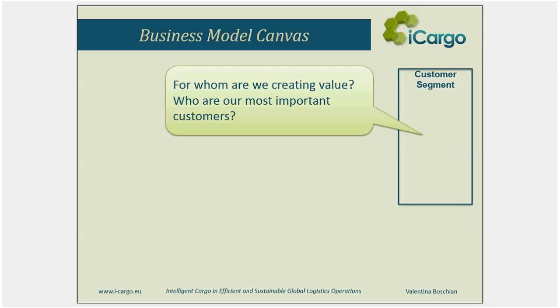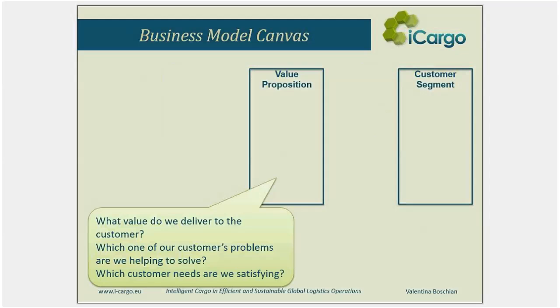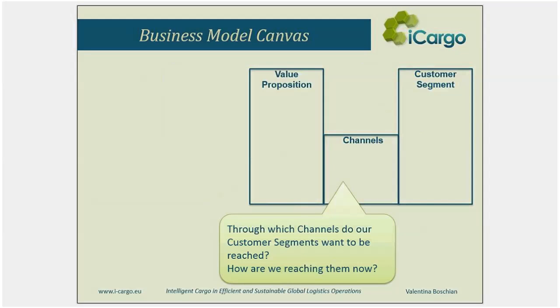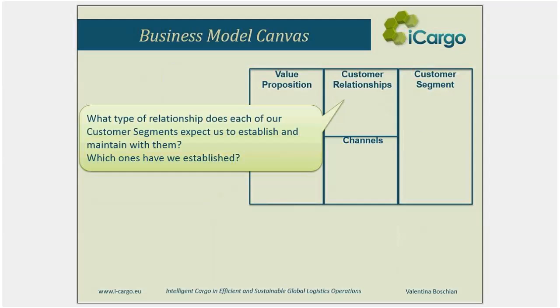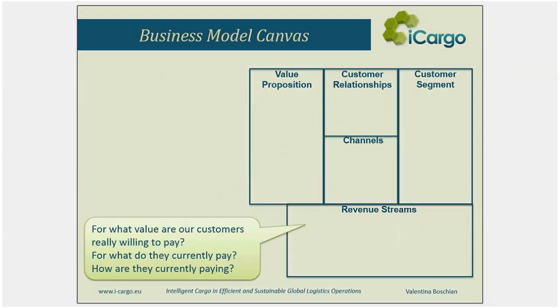We start with the customer segment. The customer segment represents the people or organizations you create value for. Then we have the value proposition. The value proposition describes what value you deliver to the customer, in which way you are helping them to solve their problem or answering their needs. The channels describe the way you use to interact with your customer, and in which way you are delivering value to them. And then the customer relationship established with the customer. Then there is a dimension called revenue streams. The revenue streams describe how and through which pricing mechanism your business model is capturing value.